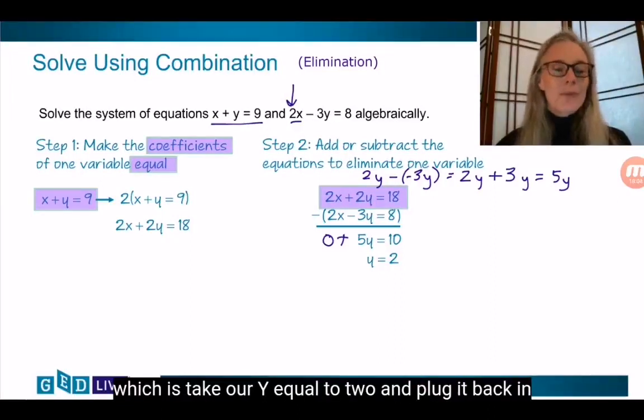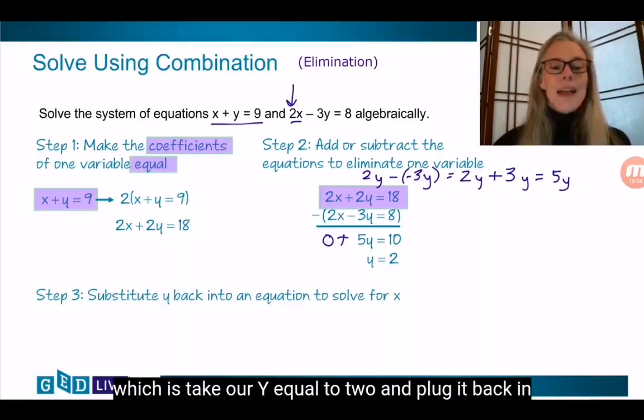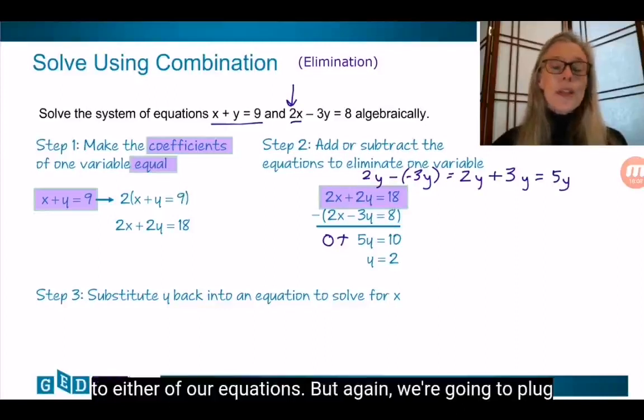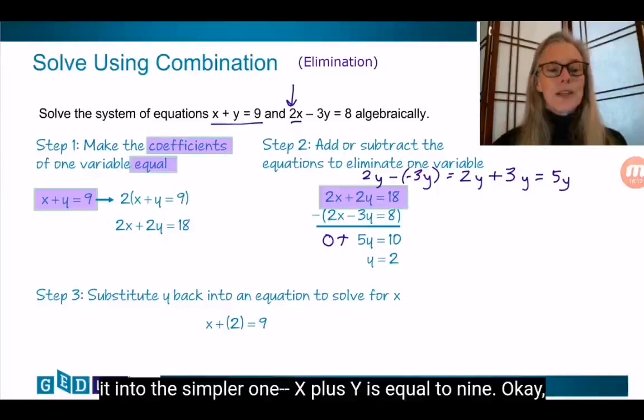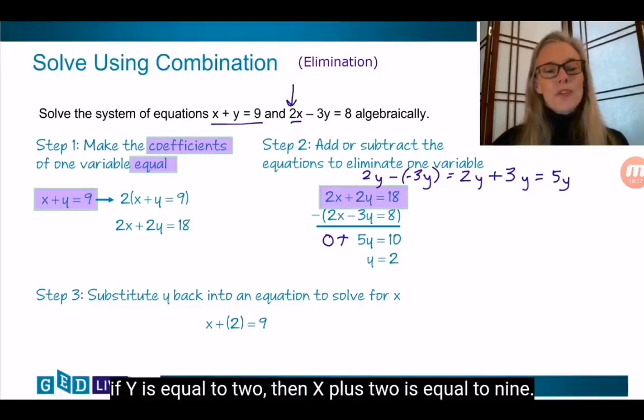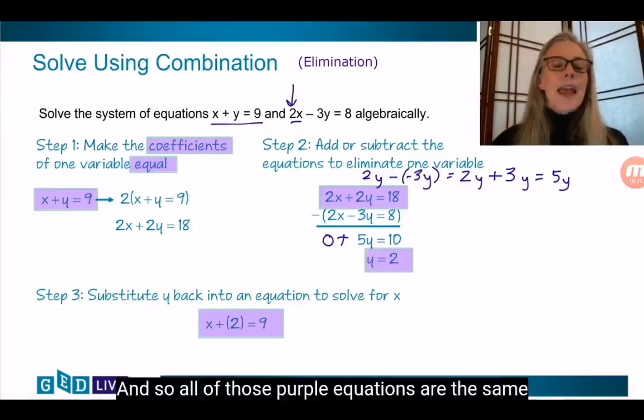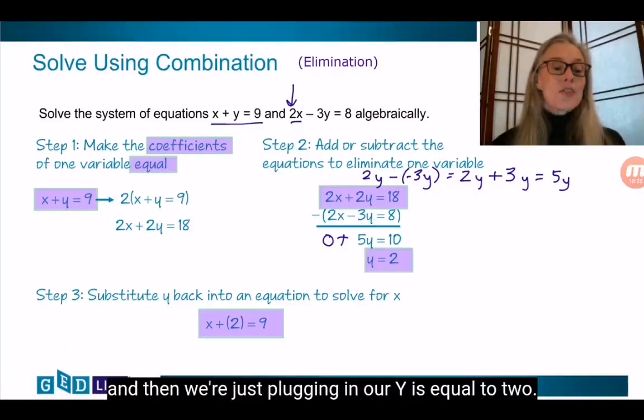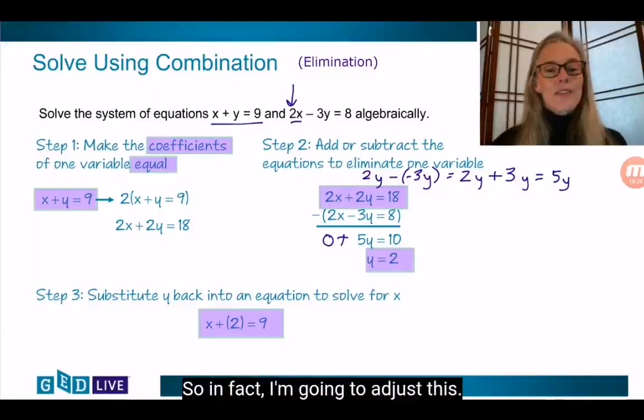So if y is equal to 2, we do exactly what we did before, which is take our y equal to 2 and plug it back in to either of our equations. But again, we're going to plug it into the simpler one, right? x plus y is equal to 9. Okay, if y is equal to 2, then x plus 2 is equal to 9. Right? And all of those purple equations are the same, and then we're just plugging in our y is equal to 2. So in fact, I am going to adjust this.